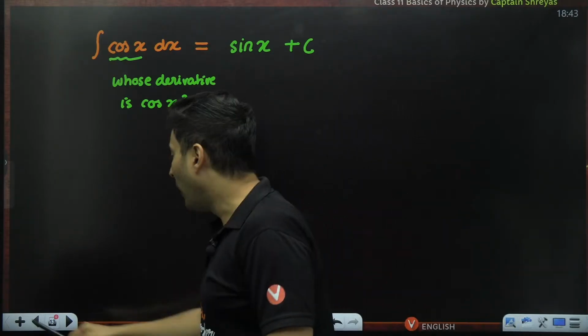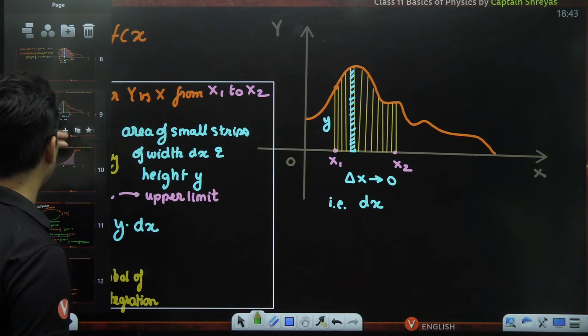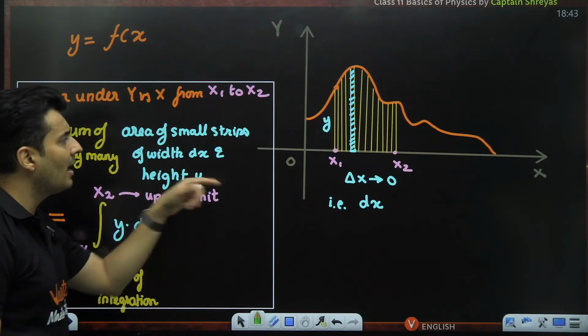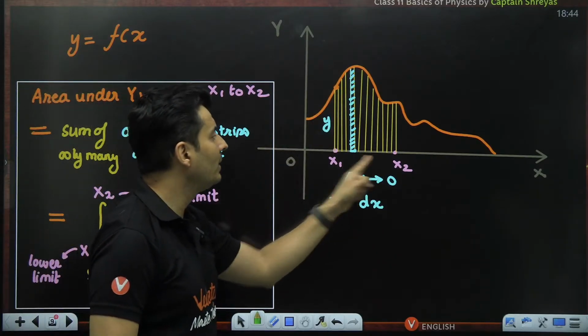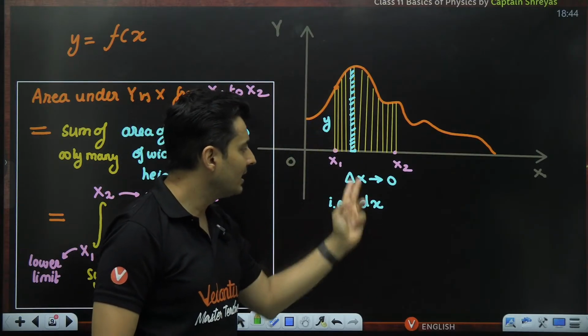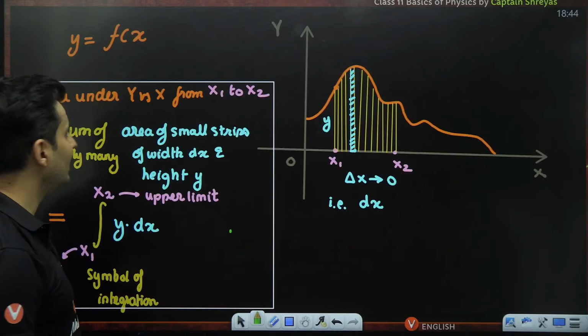Okay. Why that dx? Remember, when we found the areas, we'll be coming to that area part, or we did it just some time back. When we find the area, what do we do? Height into base. What is the height? y. What is the base? It is basically dx. So that is the reason why you need to multiply with dx.